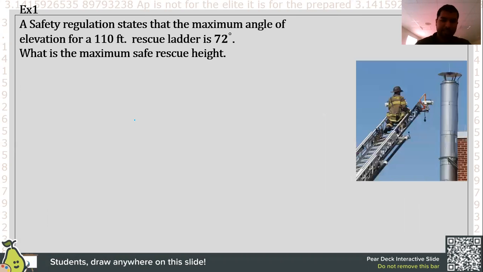So let's continue and let's start with our first question. So let me go ahead and hide everything so we have more space. And this right here, go ahead and sketch this out.